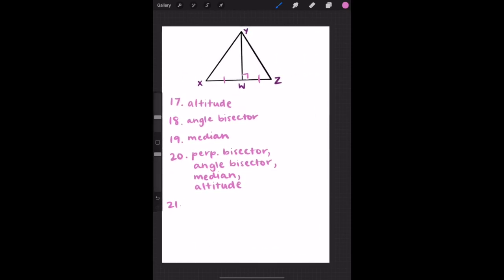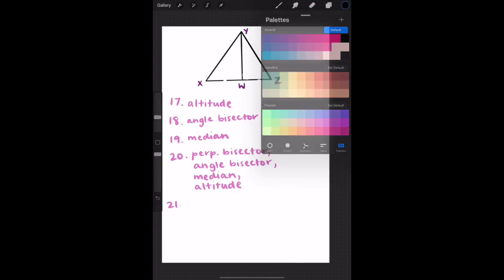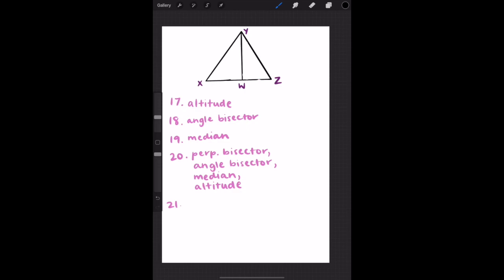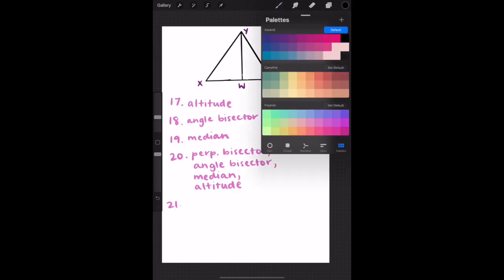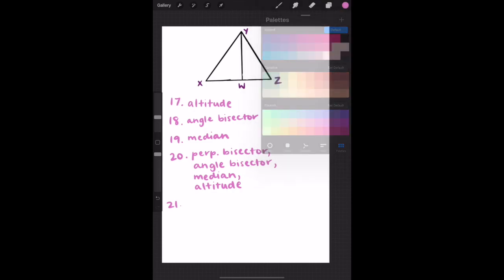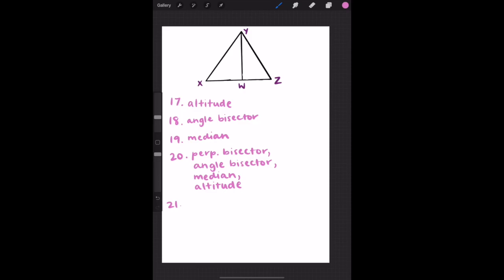Now, number 21. I know that triangle XYW is congruent to triangle ZYW. So the two triangles that are kind of sitting back to back, I know that those two triangles are congruent.